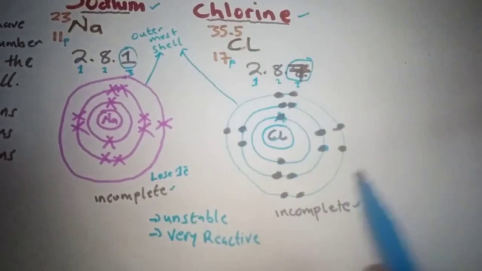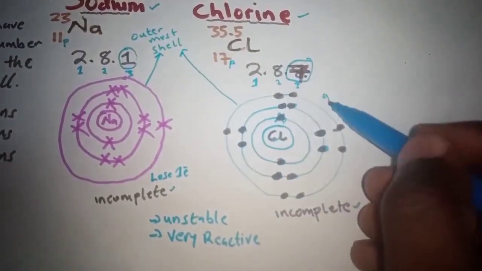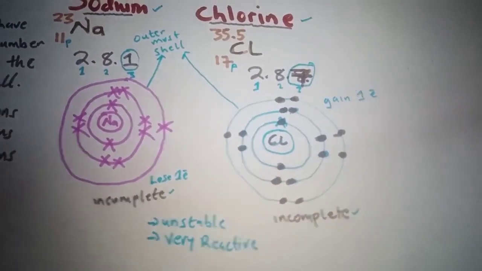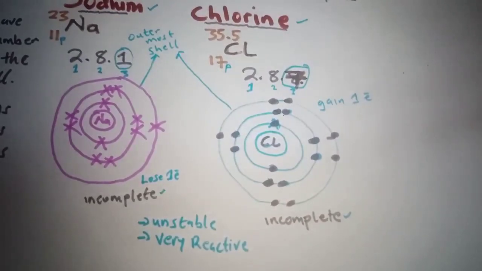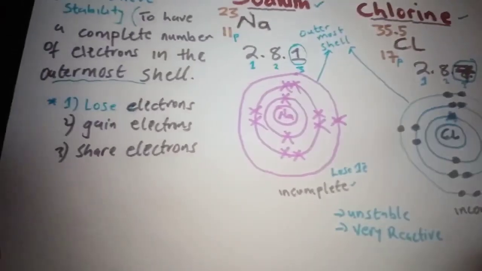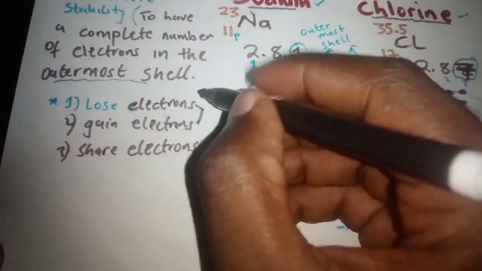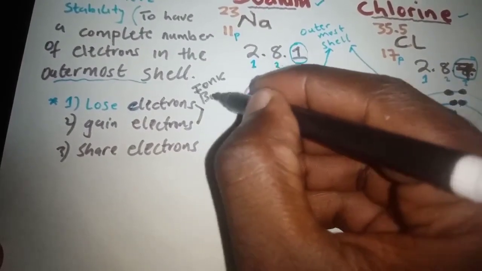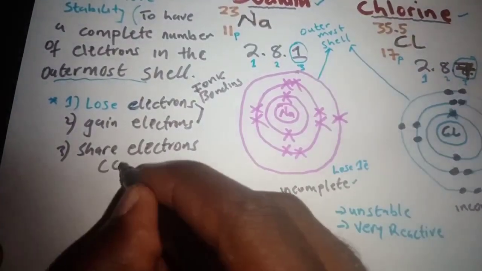This chlorine has 7, so it can just gain 1 electron. Once it gains an electron, it will be complete. So we have 2 types of bonding based on this. Losing and gaining electrons give us what we call ionic bonding, and sharing gives us covalent bonding.